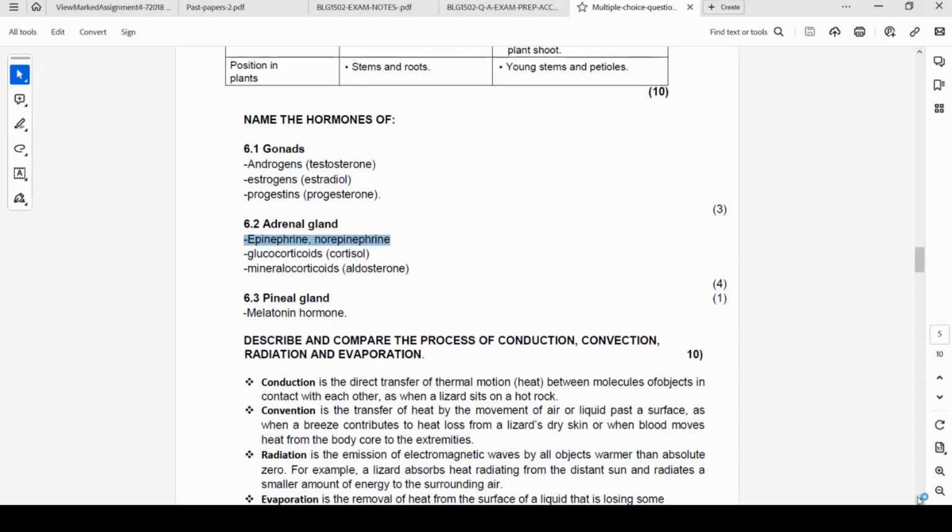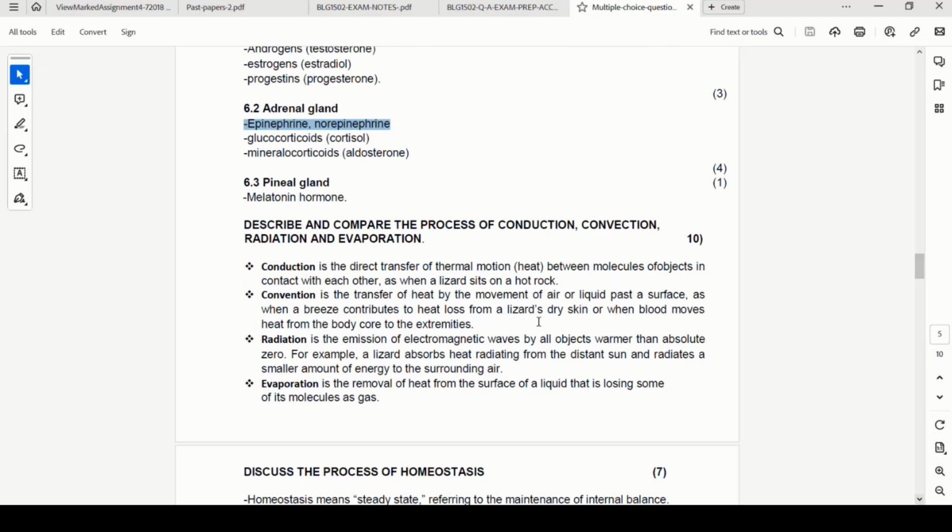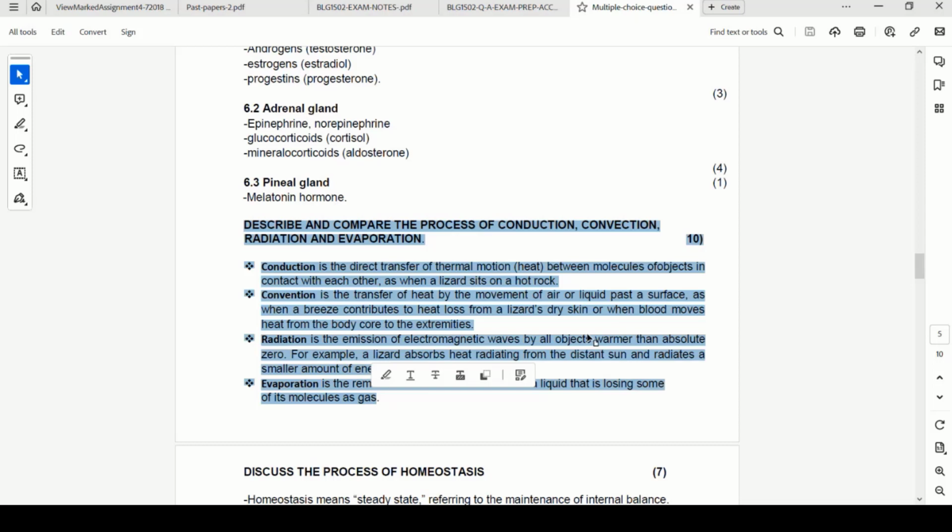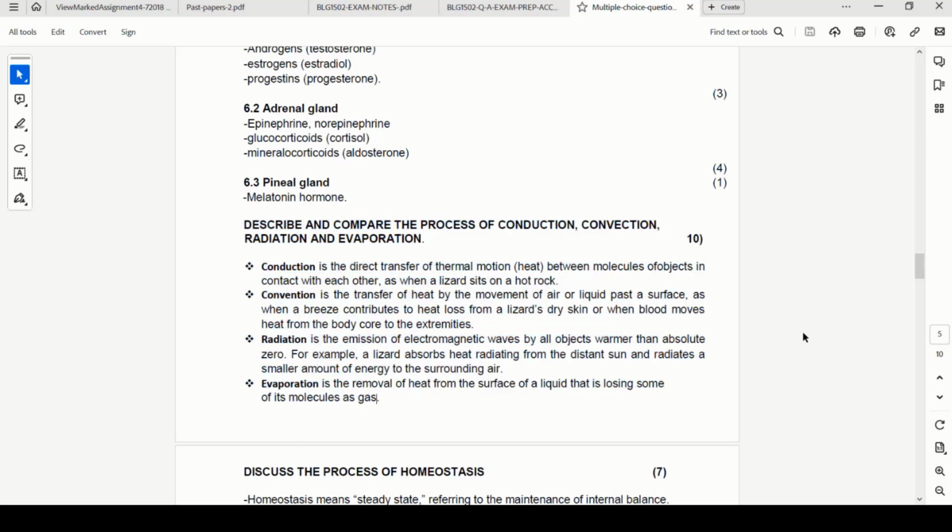And also the other things that you need to know, I think I've shared this in one of the notes. This is where if he brought the multiple choice question, because even myself, I struggle here to find a very distinctive difference between the two when we talk about the conduction, which is the direct transfer of thermal motion heat between molecules of objects in contact with each other, as for example when a lizard sits on a rock.